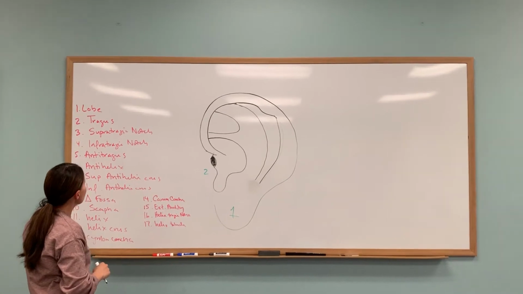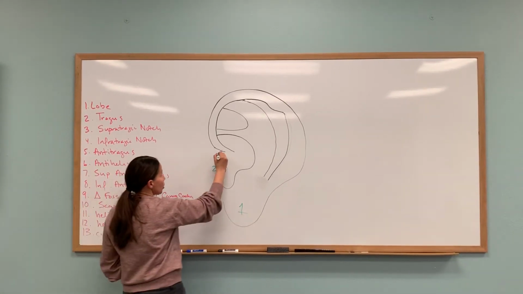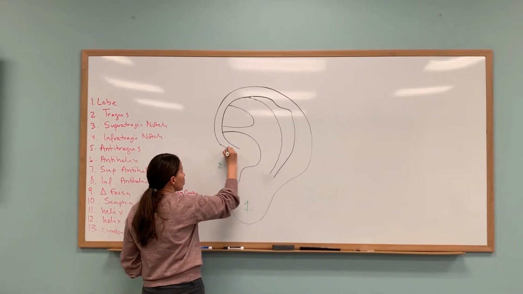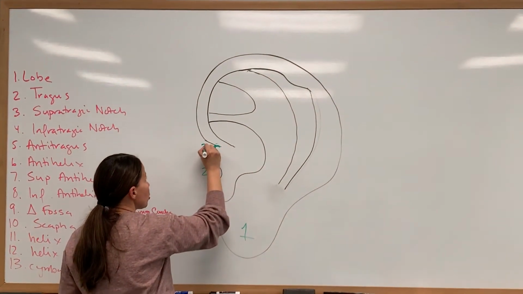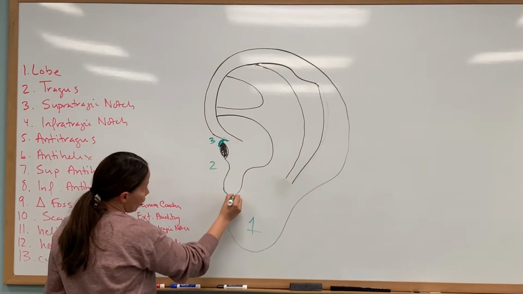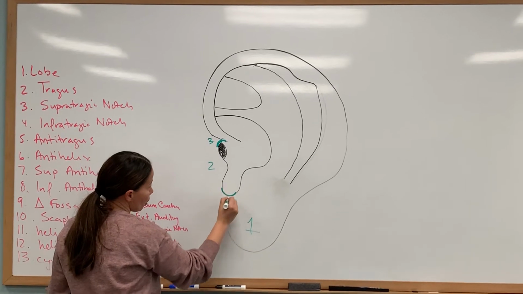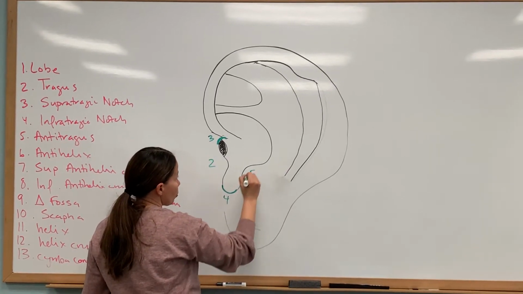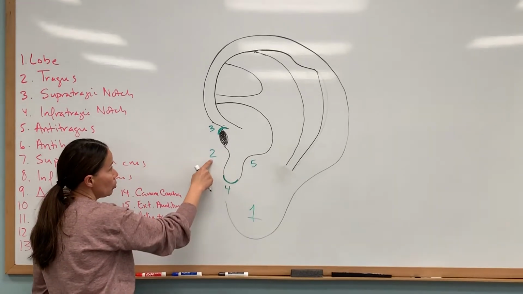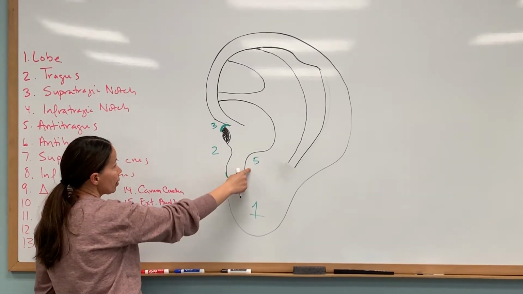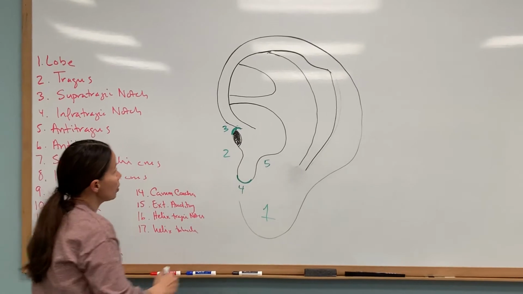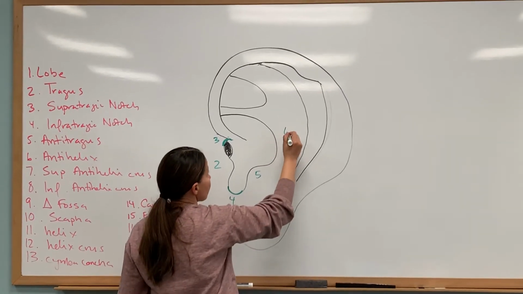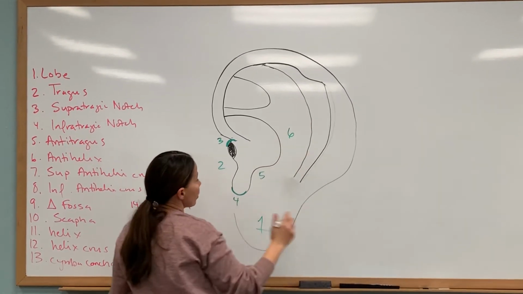And then we're going to do the supratragic notch. Supratragic notch is this little area right in here. And then we have our infratragic notch, which is right in here for number four. Number five is our antitragus. So again, number two is tragus, number five is antitragus, number six is antihelix. So this structure right here is antihelix.